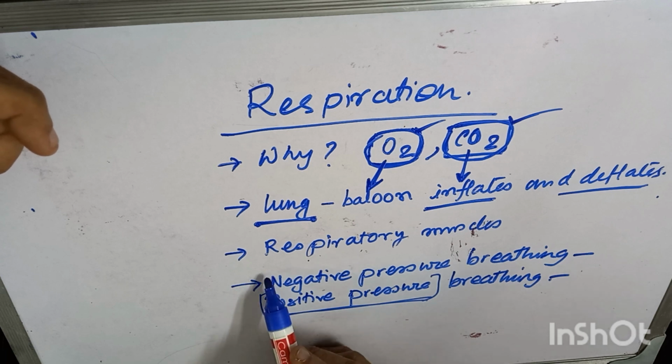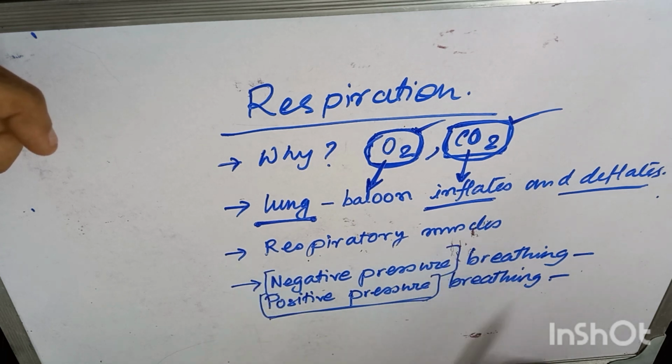We always have a negative pressure breathing technique, and I'll explain with you later on all the intricacies and details about this negative pressure breathing. And now I'll go a little bit towards the muscles of inspiration and expiration, and the other details of respiration.